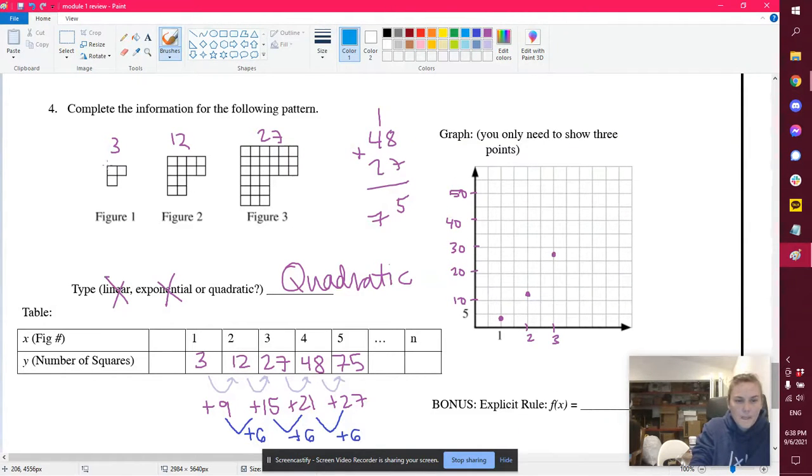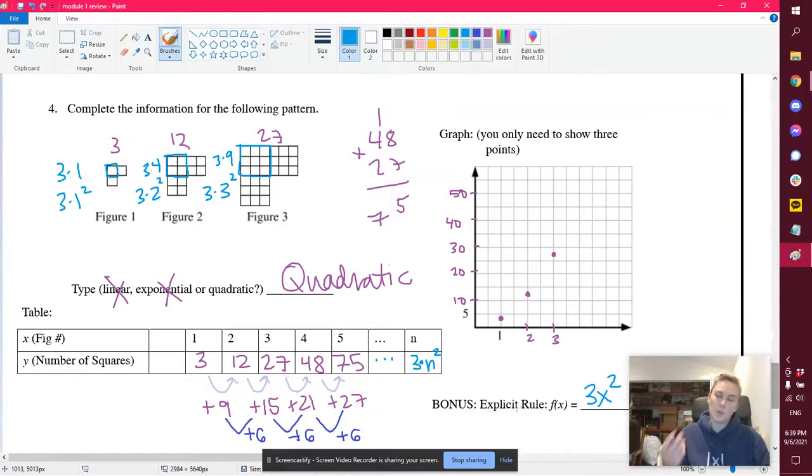Let's talk about it. Here, we can think of this as 3 blocks of 1. We can think of this as 3 blocks of 4. And we can think of this as 3 blocks of 9, right? So this is 3 blocks of 1, this is 3 blocks of 4, and this is 3 blocks of 9. 1 is 1 squared, 4 is 2 squared, and 9 is 3 squared. So it kind of feels like we're doing 3 times whatever number we're on squared. So our explicit rule would be 3x squared, and that's a bonus point.